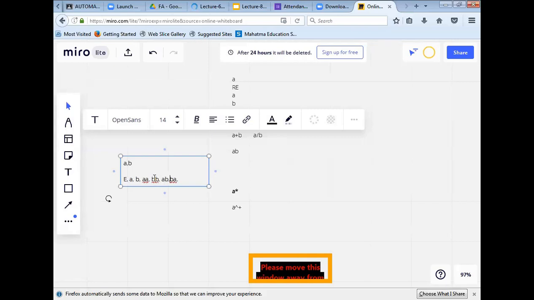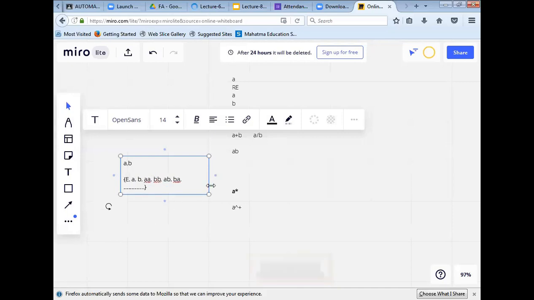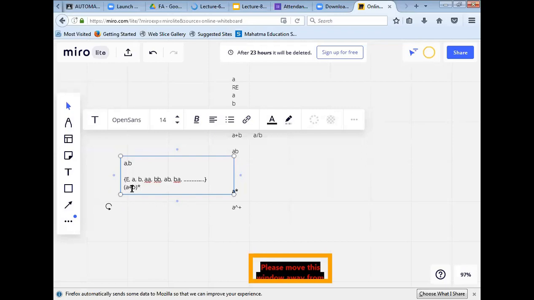Right. Similarly, I can have three length string, right? I can have four length and so on. So how to represent this language using RE? Any combination of A and B, how to represent this? This is represented as A or B whole star. It is A or B whole star. Students, are you understanding? Are you understanding this?